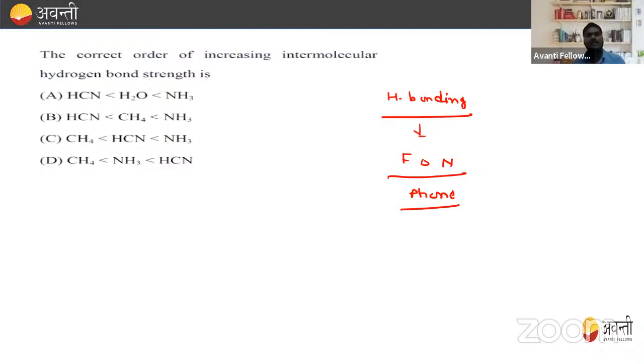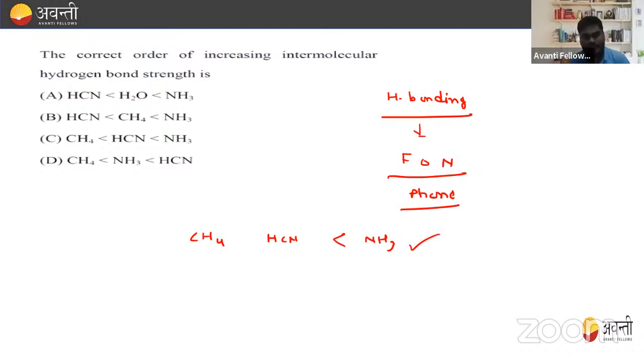So in this question they are asking for increasing intermolecular hydrogen bonding strength. Which one is the stronger hydrogen bond: CH4, SiH4, or NH3? In NH3, hydrogen bonding is there. So this bond is obvious. It is stronger than the other two, that is CH4 and SiH4. So there is no exception in this, and we can understand this very easily.